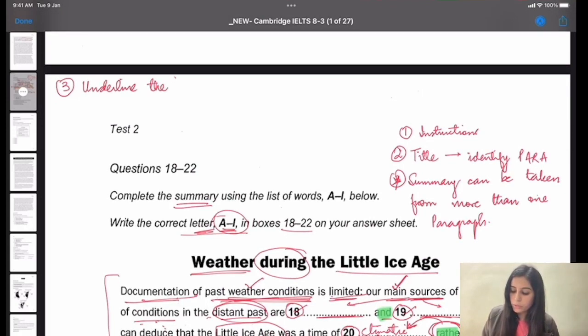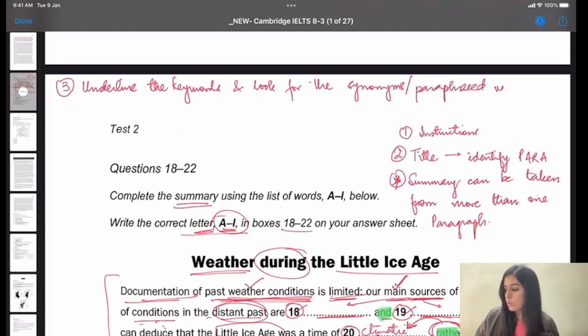Underline the keywords and look for the synonyms, the paraphrased version in the passage. Once you do that, you will locate the sentences where the answer has been mentioned, read those lines carefully, and then come up with the answer.